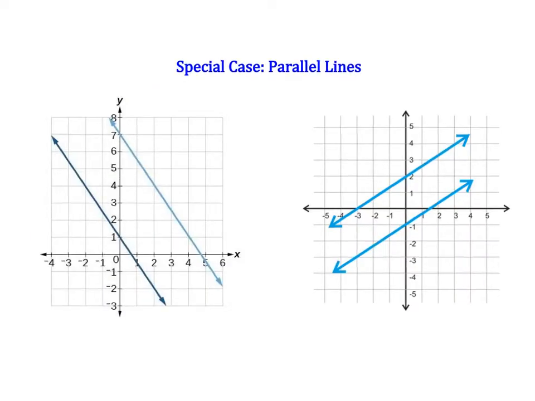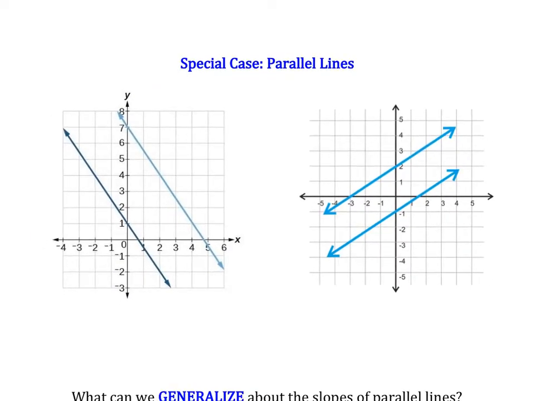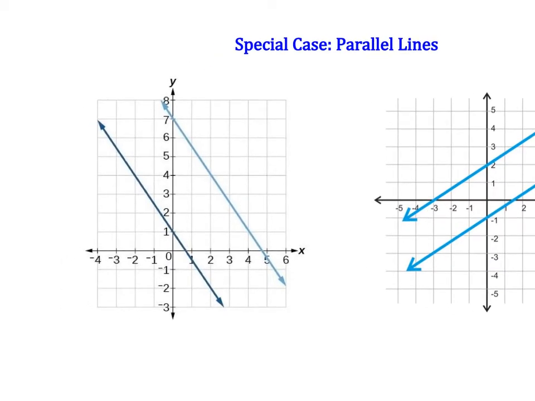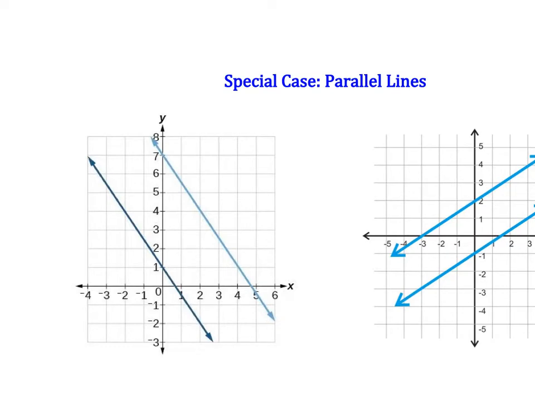All right, so now I want to talk about a few special cases. So here you can see that we have 2 separate graphs, and on each graph we have 2 lines that never cross. These are lines that we call parallel. So parallel lines, which you can see right here, are lines that never cross.